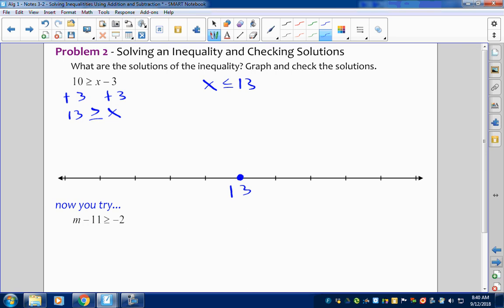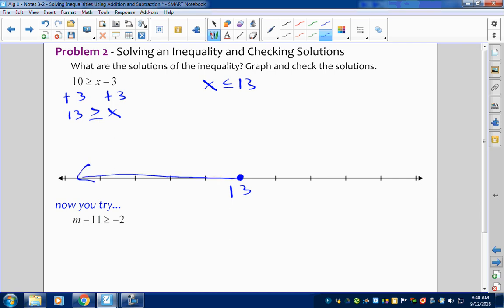Sorry, I'll go a little slower. So a filled in circle at 13. And then if you've written the letter on the left, this inequality points in the direction in which you should shade. So this reads x is less than or equal to 13.